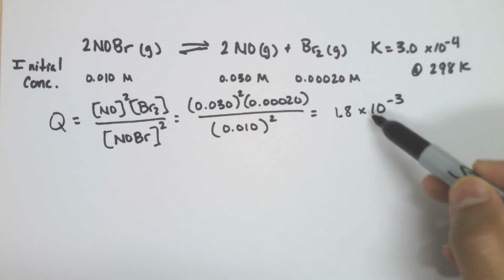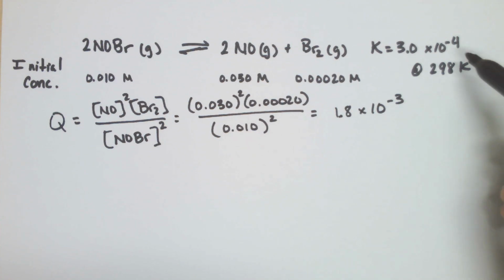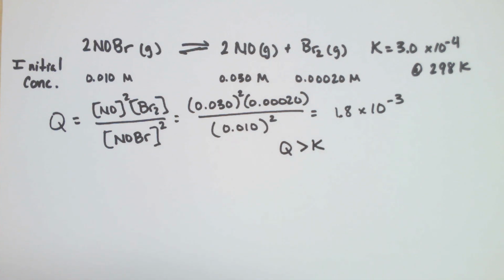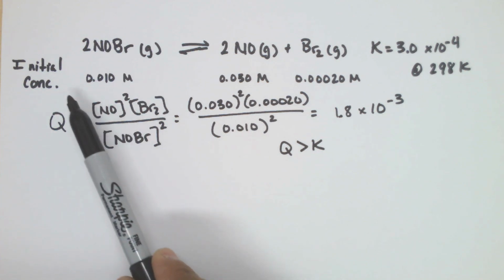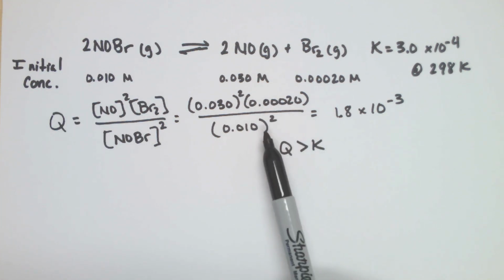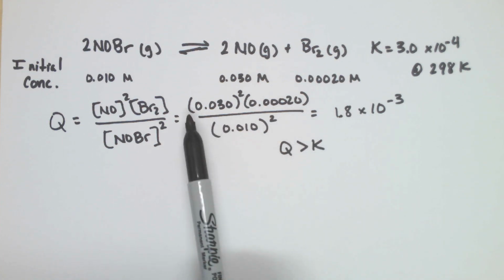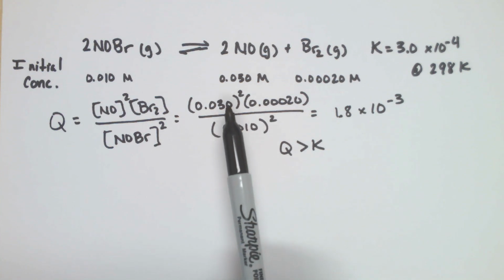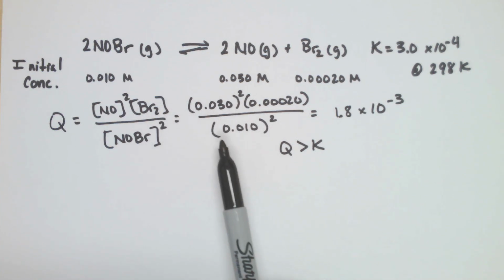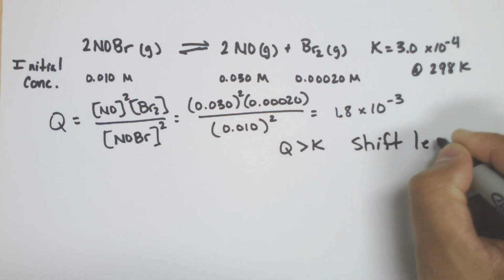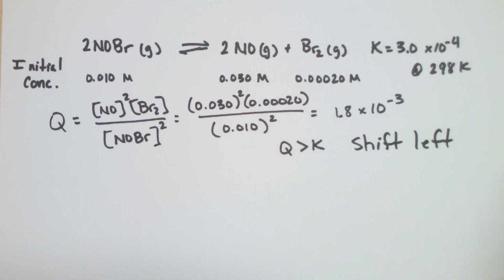So again, like our last example, 10 to the minus 3 is larger than 10 to the minus 4. Q is greater than K. So again, let's look at the math here. This ratio, using the initial concentrations, is too big compared to our equilibrium constant. This ratio needs to get smaller. So if you look at the math, this ratio gets smaller when there's less products and more reactants. So here's another shift to the left. You can also say there's a shift to the reactants side.